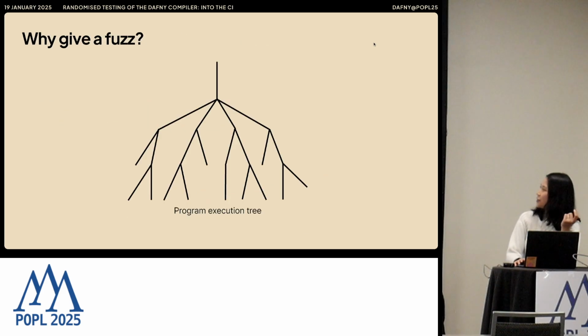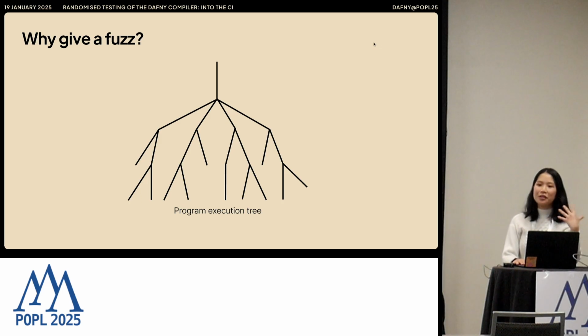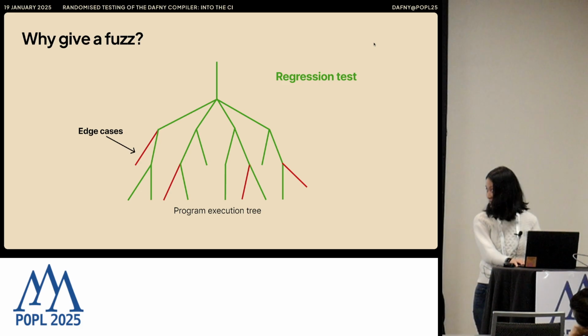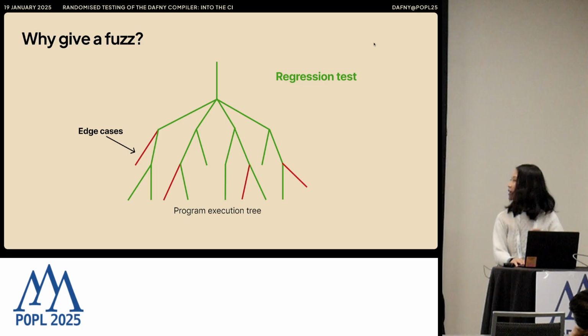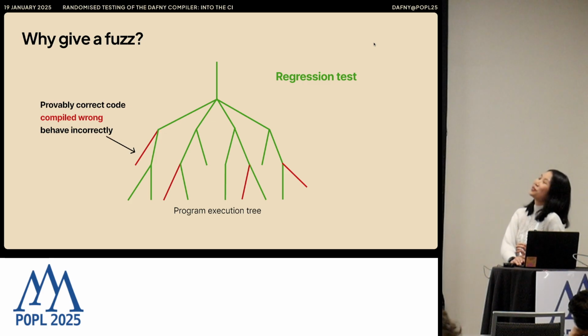Yeah. So why do we give a fuzz? Imagine this is the execution tree of the Dafny compiler. Dafny already has a lot of regression tests in the CI that cover a lot of the branches in this tree. But as you can see, there might be some edge cases that are not covered by regression tests. For some types of software, this could be fine. It could be forgivable to have edge case bugs. But for Dafny, this could mean that in some of these edges, there might be a miscompilation bug. That means that provably correct code might be compiled wrong and then behave incorrectly. So we're basically giving a false guarantee to the user.